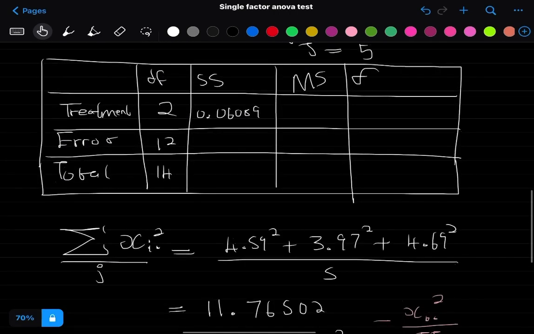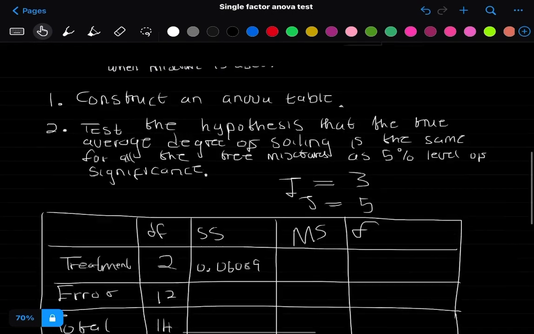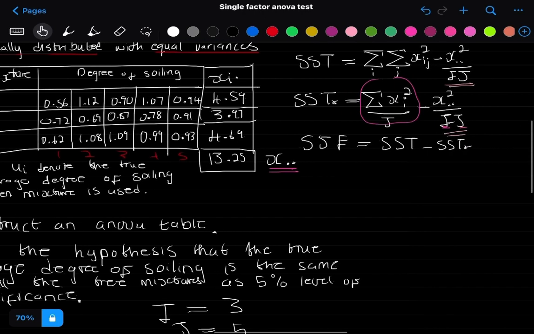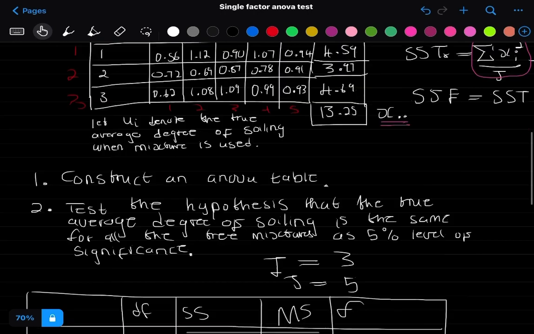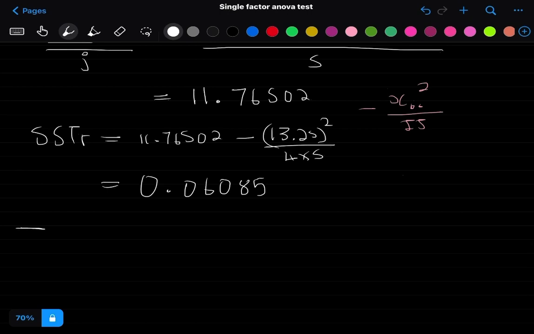Now the second one, note that we need to find the total one, the third one here. So to find the total one, we need to square each of the observations that we have in the data, from 0.56 to 0.93, and then add all of it. Add all the squared observations, and then subtract them from the same correction factor which we used here. So now this is this.